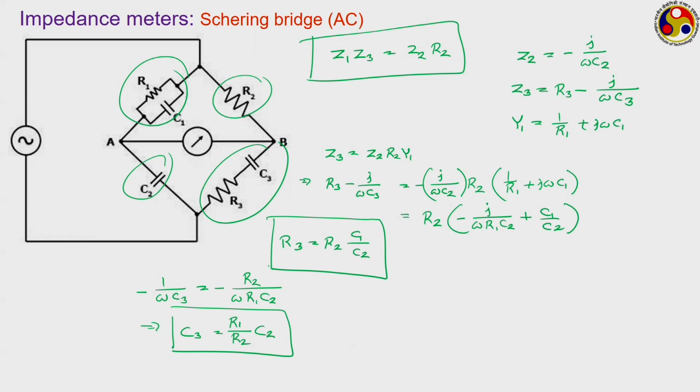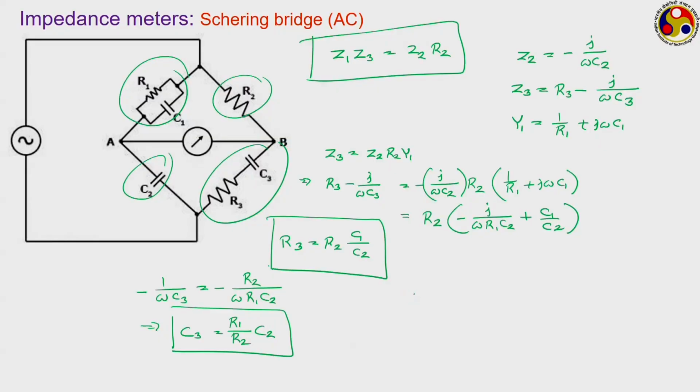Quite often this particular circuit is also used to measure the rate of dissipation of a capacitor. Rate of dissipation is given as just the ratio of the resistance and capacitance. Like in this case, it will be just equal to R3 upon C3. You can easily get that from this relation as well.